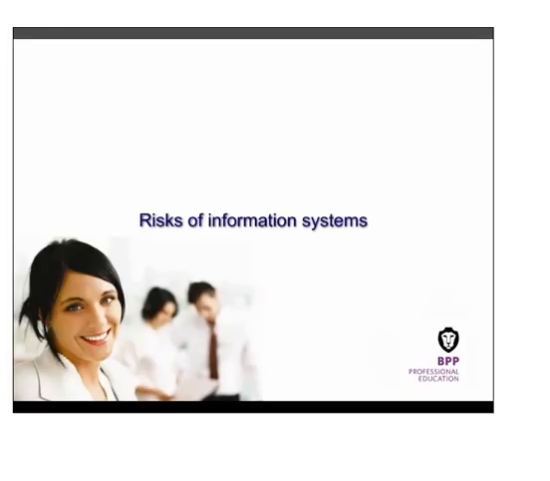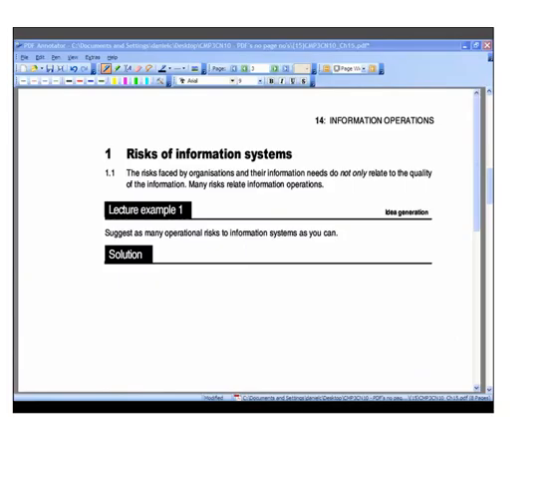Now when we think about risks relating to IT, in the previous chapter, we focused on risks at a more strategic level, the risk of having information that is inappropriate, the risk of having the wrong IT strategy. However, a lot of risks relate to information operations, in other words, the day-to-day running of your information systems. And that's what we're going to focus on in this chapter.